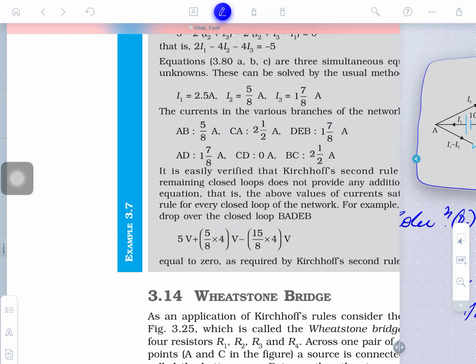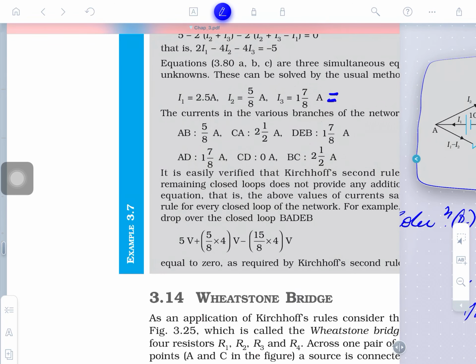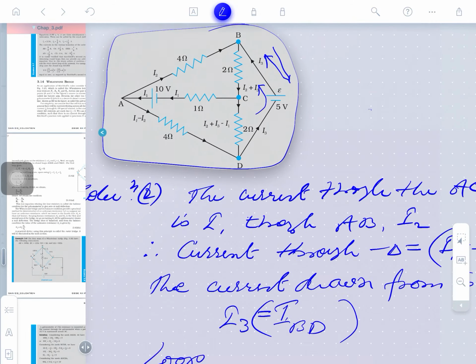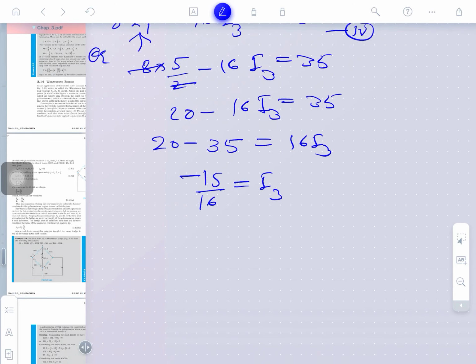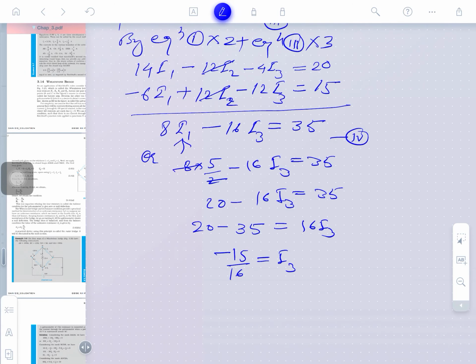I3 is coming, what I3 is there? 1 whole 7 by 8, means 1 eights are 8, 7, 15 by 8. Is this right here? So I3 could be something mistaken here. I1 is what coming? 2.5 is coming, the right answer for I1. If I1 is coming 2.5, 5 by 2, it is the correct answer. So is there something mistaken in that I3? Please check the solution again, whether somewhere else could be mistaken here.